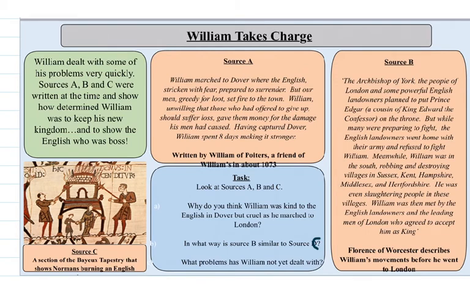So William dealt with some of his problems very quickly. Sources A, B and C were written at the time and show how determined William was to keep his new kingdom and to show the English who was boss.